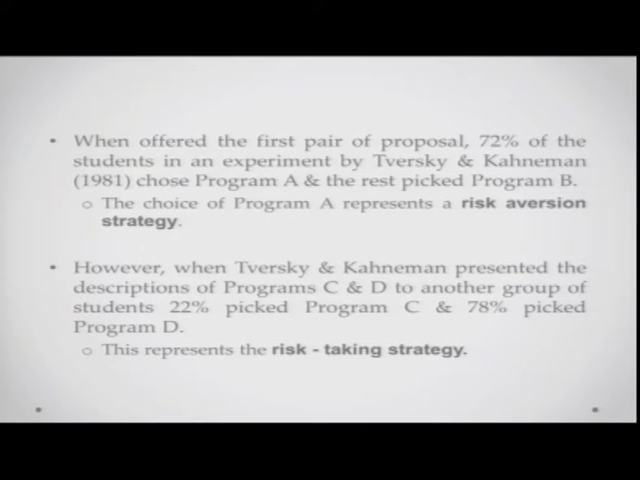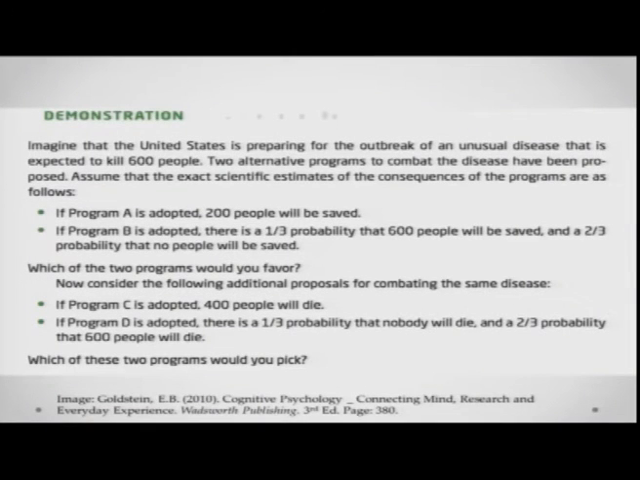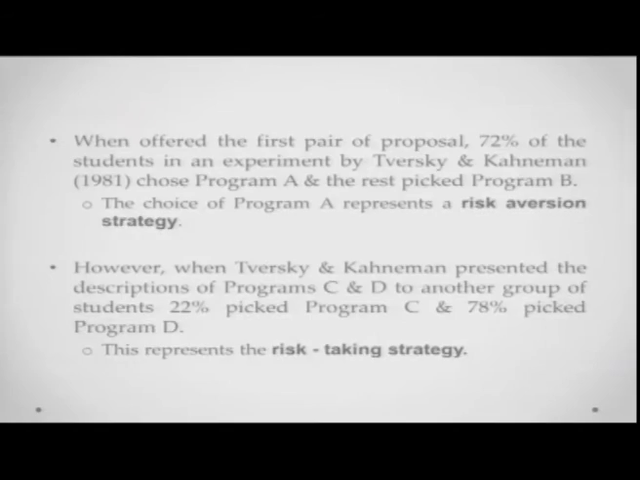In the second one, when Tversky and Kahneman presented programs C and D to a different group of participants, 22% picked program C and 78% picked program D. Now, this is basically the risk taking strategy. If you look at this again, if program D is adopted, there is a 1/3 probability that nobody will die, and a 2/3 probability that 600 people will die. A 1/3 probability that nobody will die is a risk scenario. Even though the odds are similar, the risk taking strategy is invoked because program D is framed in a particular way.